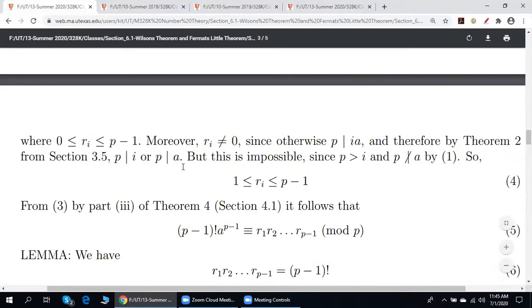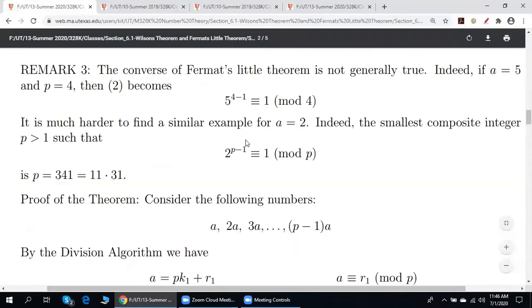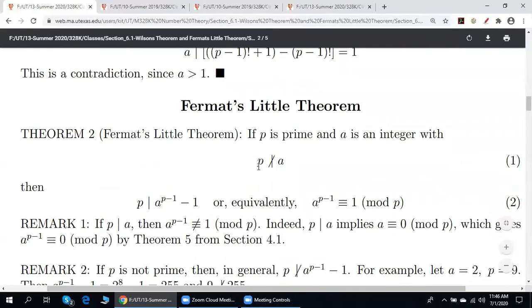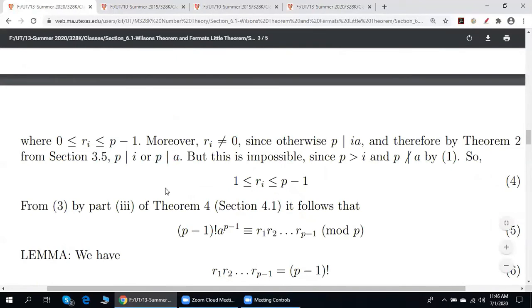Note that this is impossible. Here's why. Remember, P is greater than I, so P cannot divide I. Moreover, at the very beginning, we assumed that P does not divide A. It's written here. Over here, this is our assumption. Therefore, this is impossible, and therefore Ri is not equal to 0.